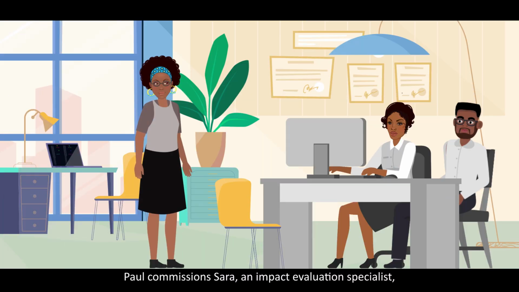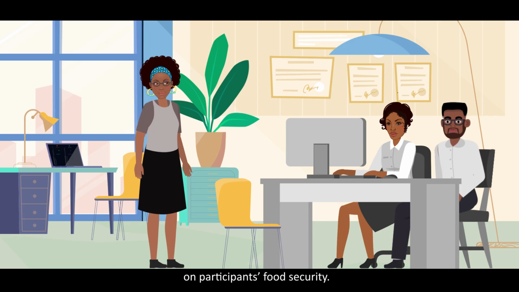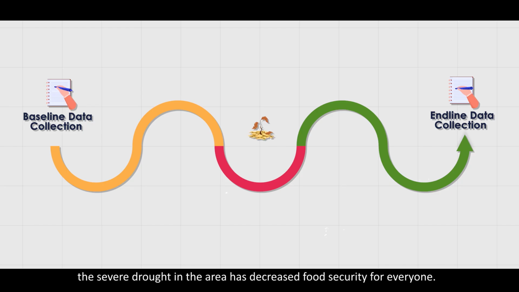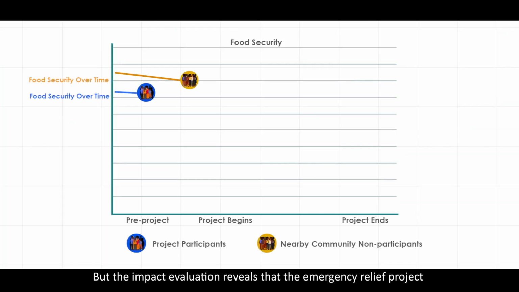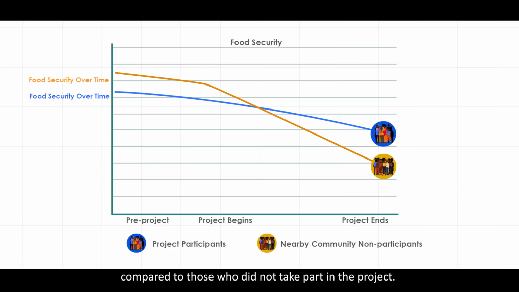Paul commissions Sarah, an impact evaluation specialist, to conduct an impact evaluation to determine the effects of their project on participants' food security. The evaluation team confirms that from baseline to endline, the severe drought in the area has decreased food security for everyone. But the impact evaluation reveals that the emergency relief project has actually mitigated the effects of the drought on the food security of participant households compared to those who did not take part in the project.